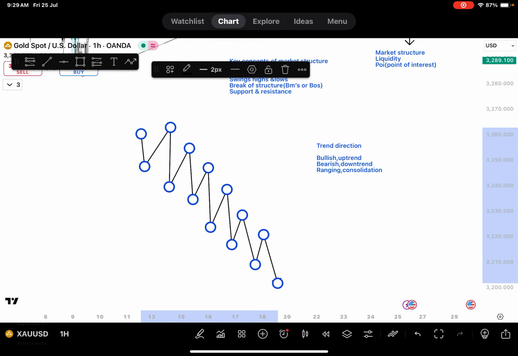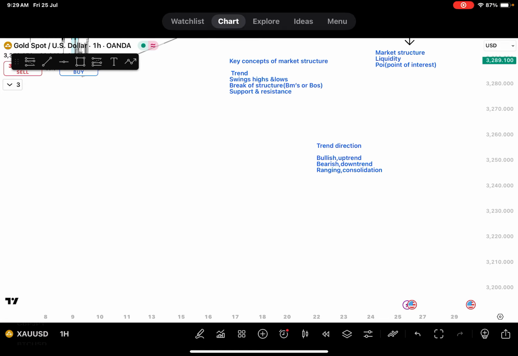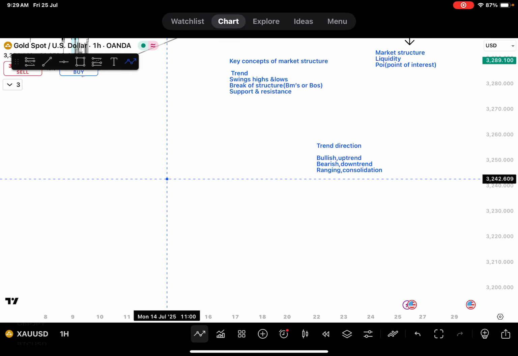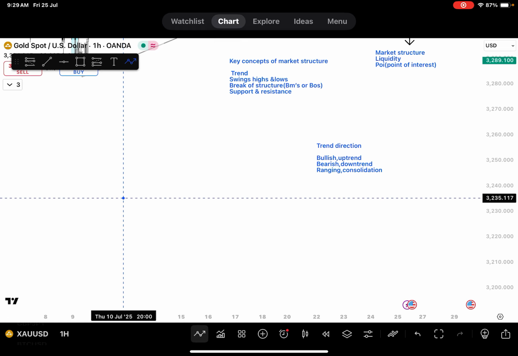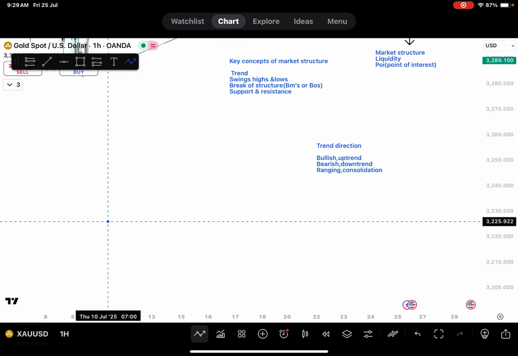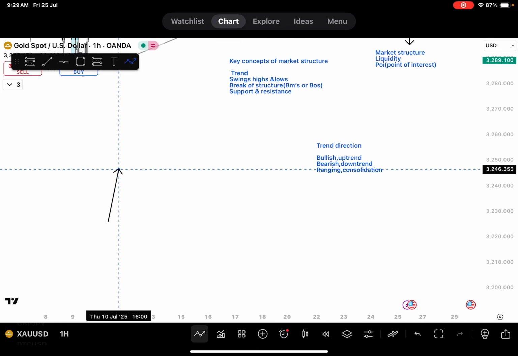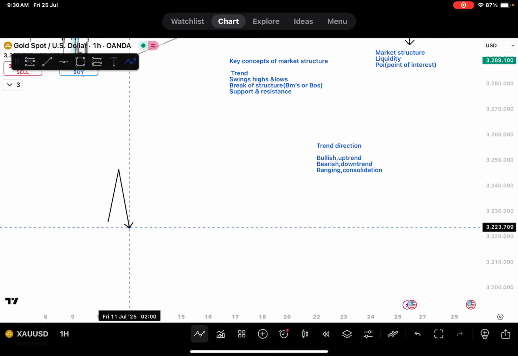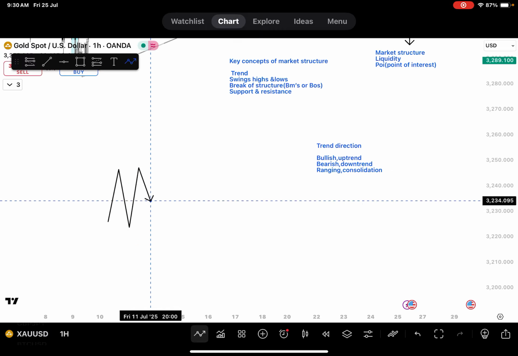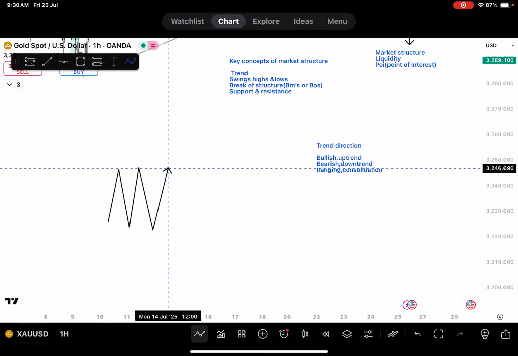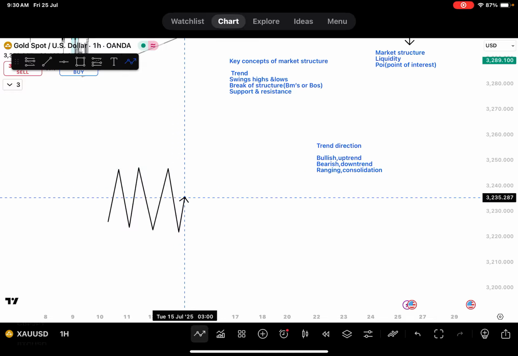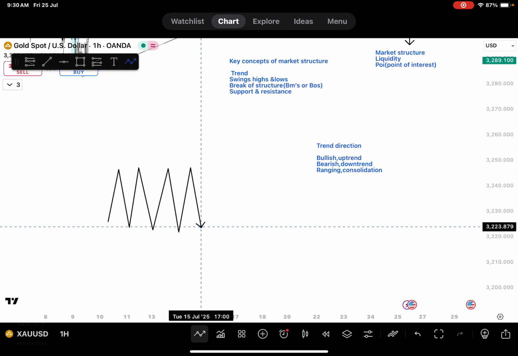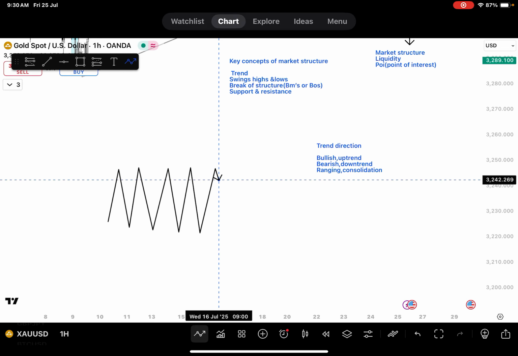If you don't understand, you can always come back to the video and watch. Now when we are talking about the ranging market, you guys understand what the meaning of range is? Within a particular zone. That is when you see the market condition will be like this. Now listen to me carefully. When the market is ranging, it creates what? Higher highs, then lower lows. Higher high, lower low. Higher high, lower low.